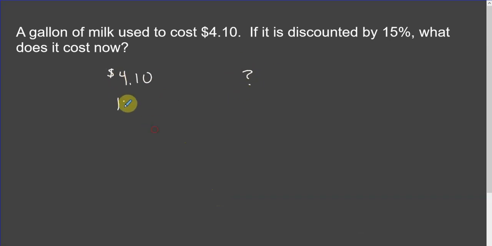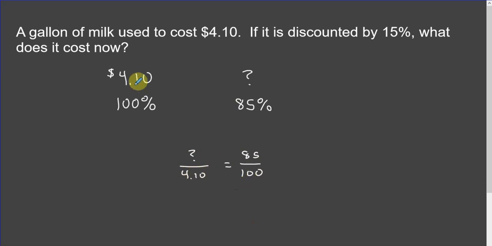So as usual, we pin the original at 100%. Now what percent is the new price? Well, it went down by 15%. So if it was 100%, 100 minus 15 is 85. The new one is 85% of the old one. So the new price is 85% of the old price. So we solve that proportion. 85 out of 100 is our percent ratio, and that is, we don't know, out of 410.